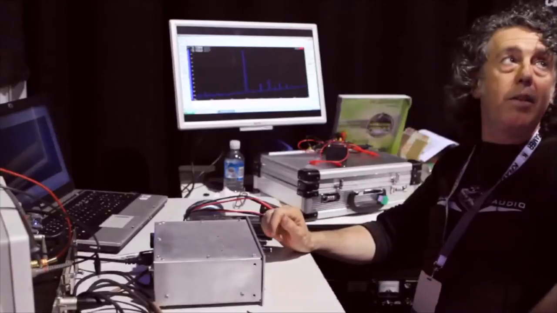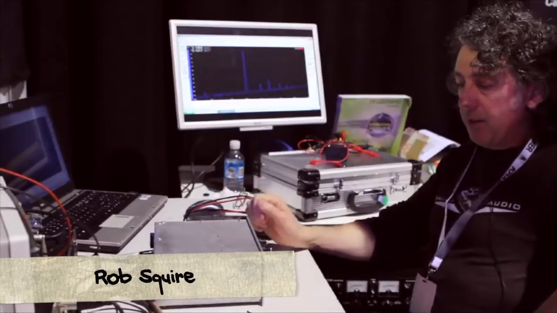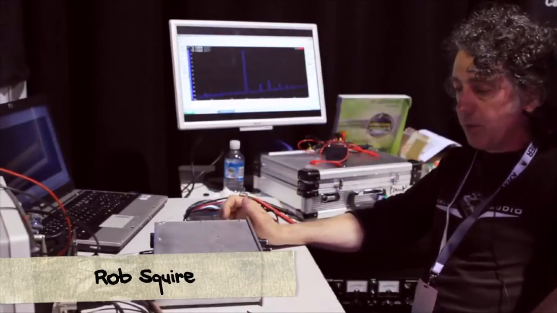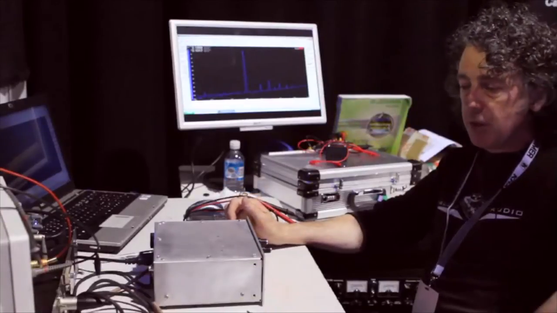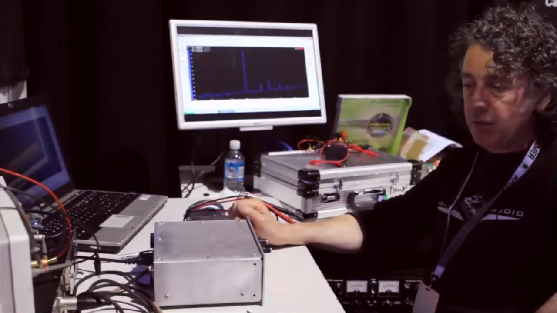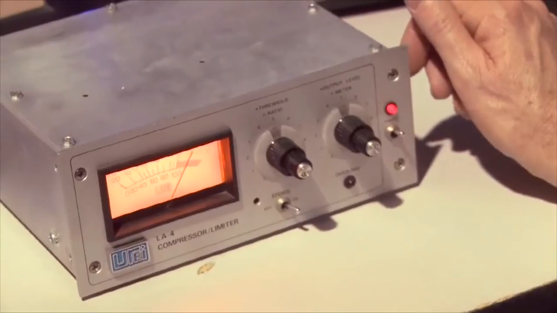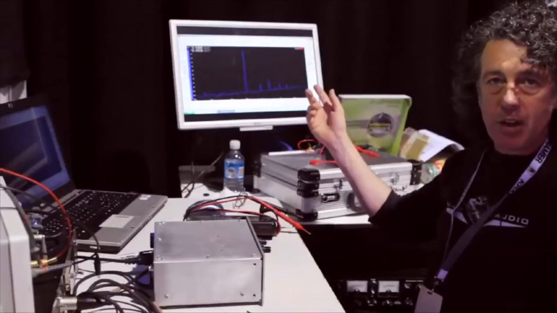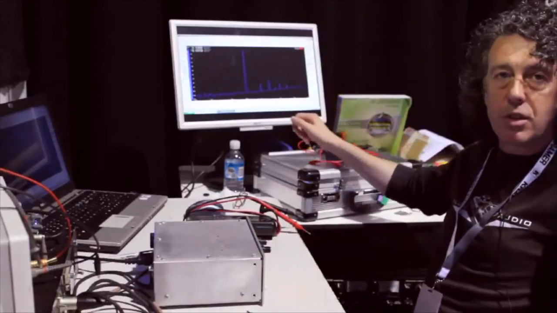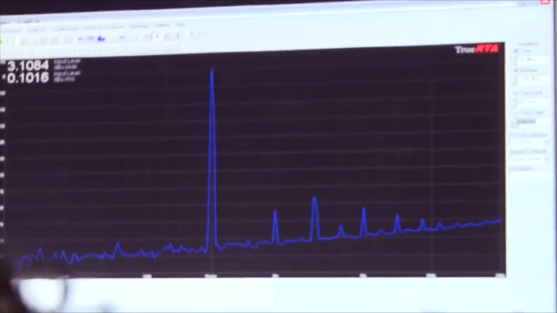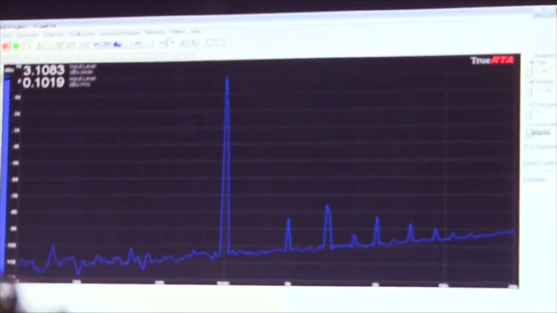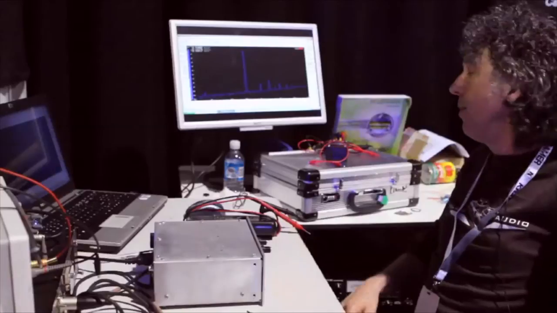Okay, what I've got here is a UREI LA-4, which is a classic optical compressor. It uses the same optical cell as an LA-2, both kind of revered, particularly the LA-2 in recording studios. Over on the screen here, you can see the distortion characteristics, and this is largely generated by the optical gain cell, the actual cell that does the gain reduction.